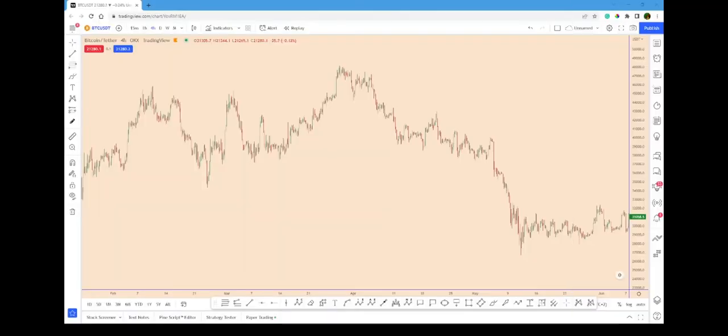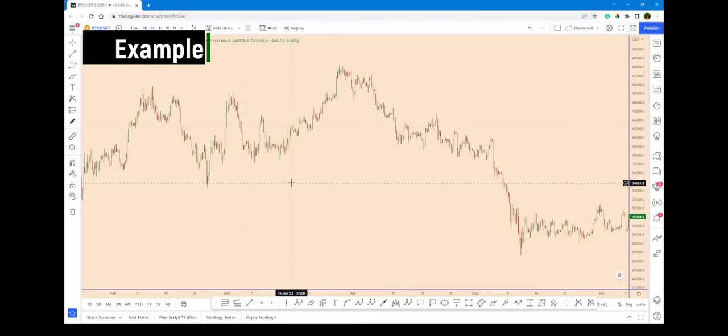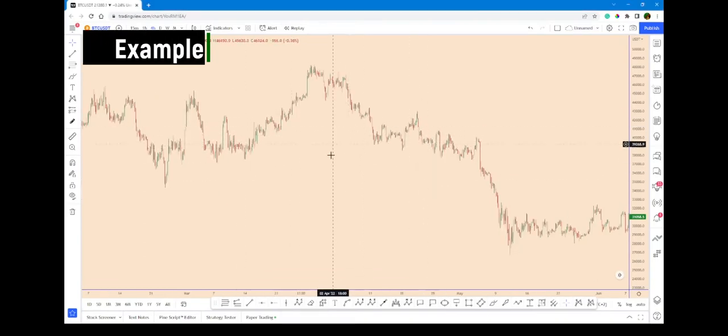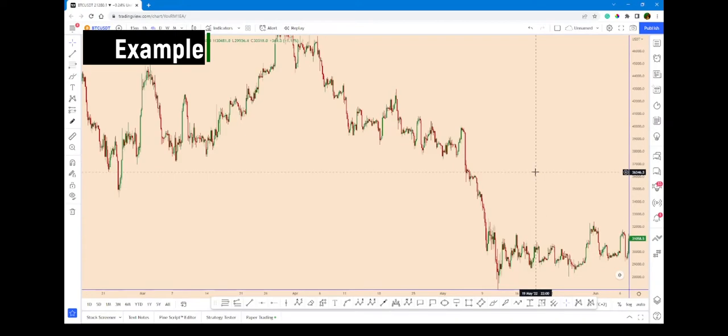For this example, I'm going to use Bitcoin in order to calculate the risk and the position size for our example.